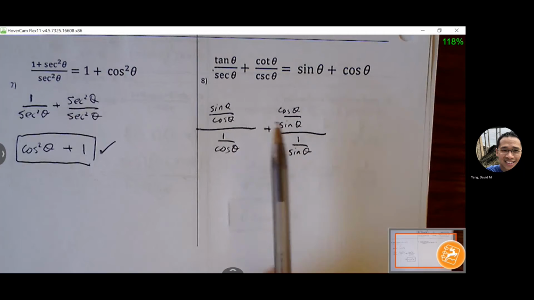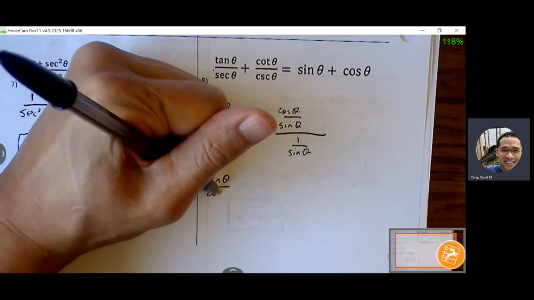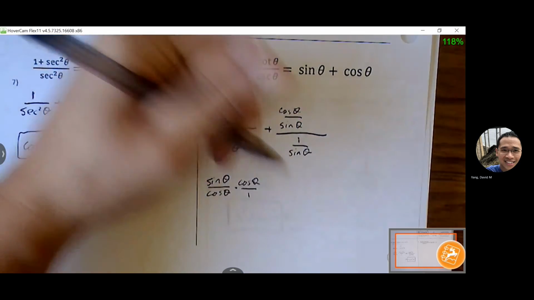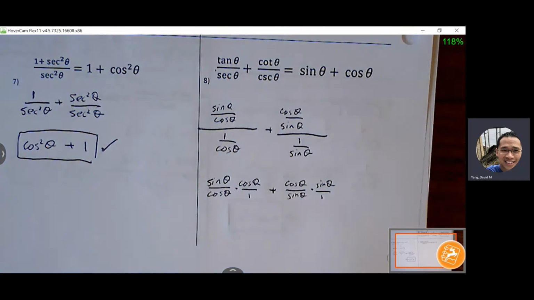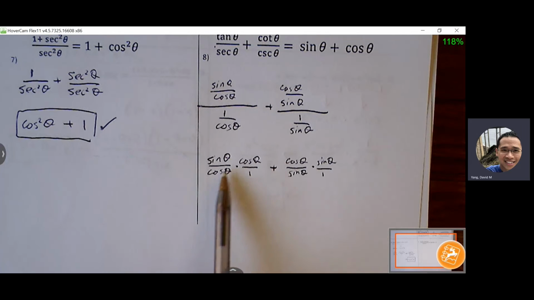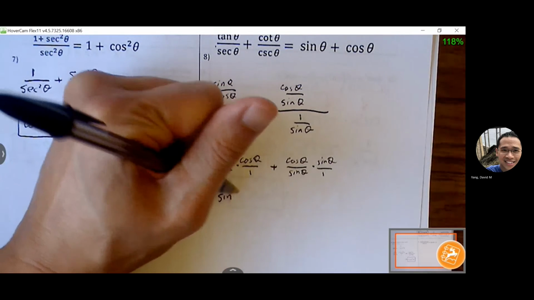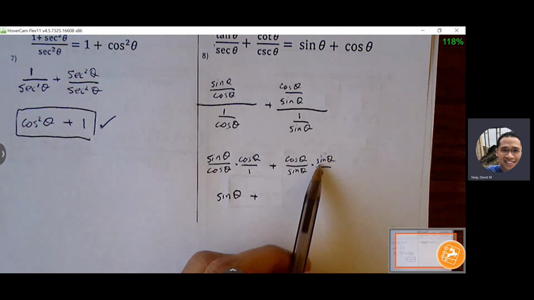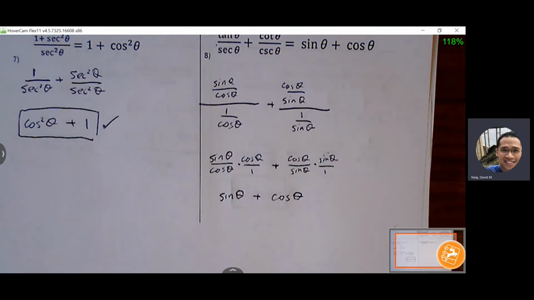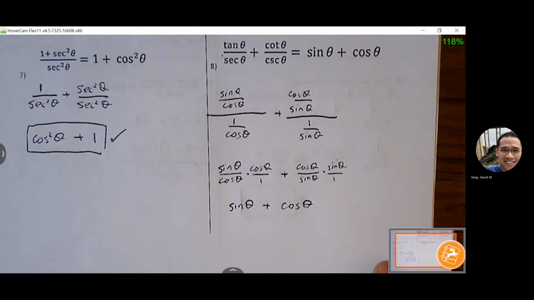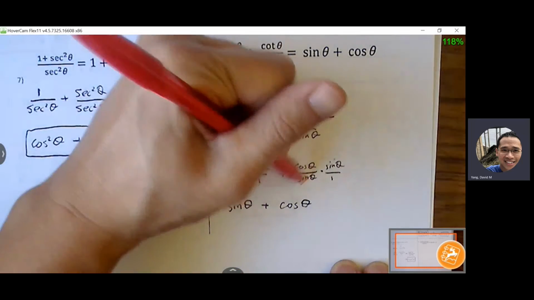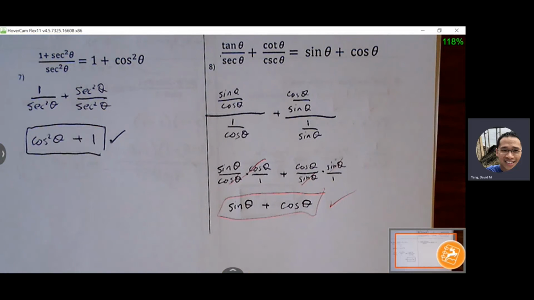Okay, let's flip those fractions up. Cosines cancel out. Sines cancel out. So we're there, right? Yeah, let's leave 5 alone. You won't see one that hard.